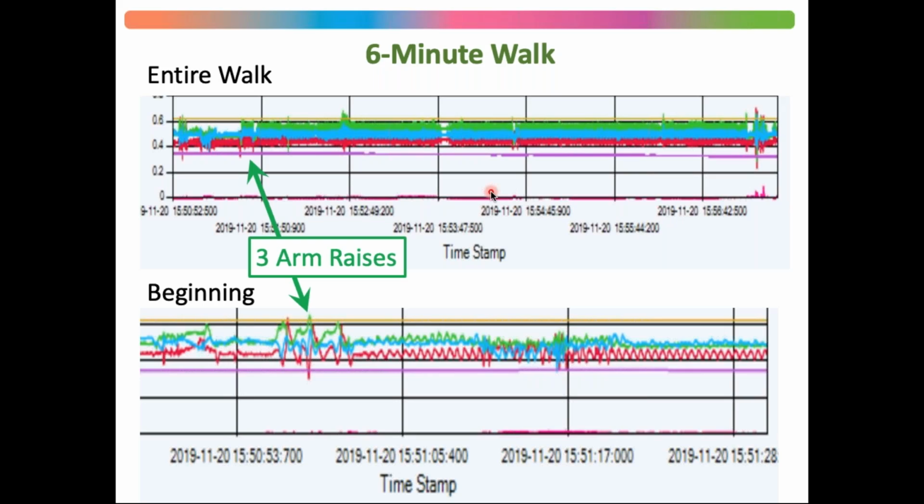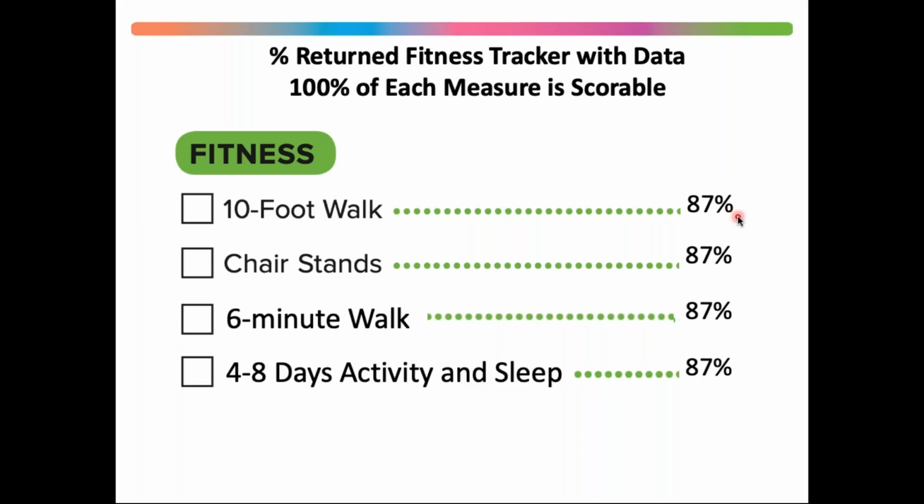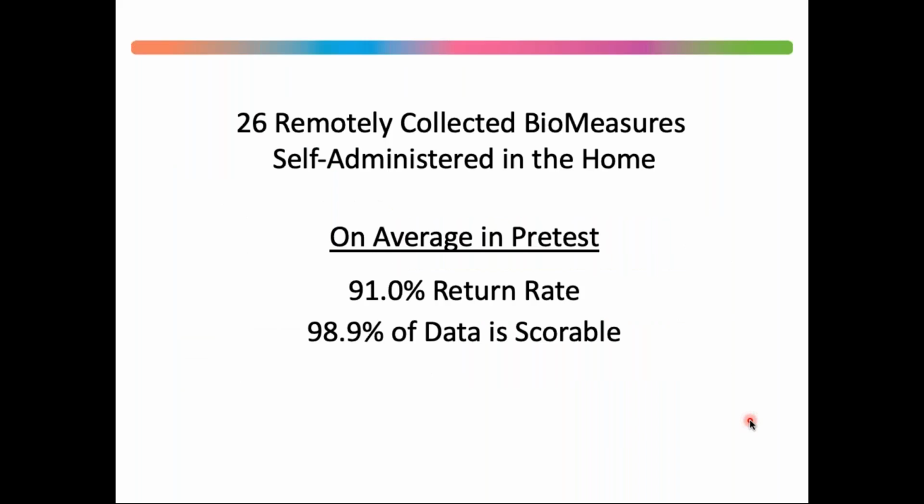While they're wearing the watch, or the actigraph, they move it to their wrist. Here they raise their arm 3 times just to show they're starting. And then we ask them to walk for 6 minutes. So here are the data that can be used to determine the speed or the distance covered while they walk. And so far we have 87% of people returned a fitness tracker, and of those that came back and used, 100% of them were scoreable.